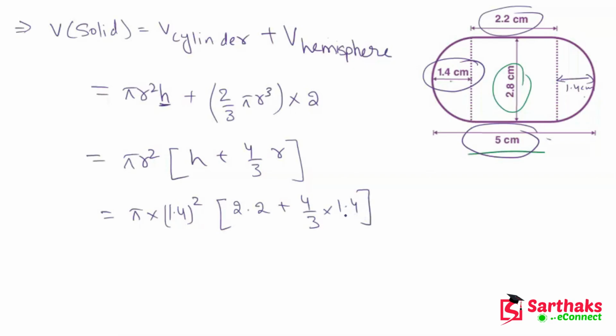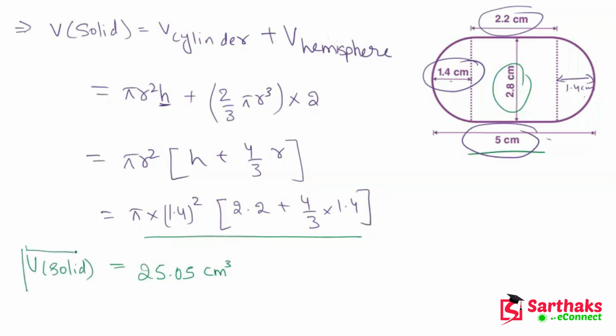My dear friends, I hope you understand these things. So if you solve this, we get what? We get the volume of the solid is 25.05 centimeter cube. So this is the volume of one gulab jamun.